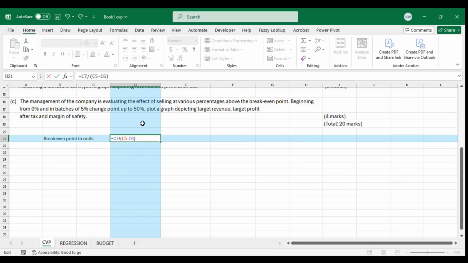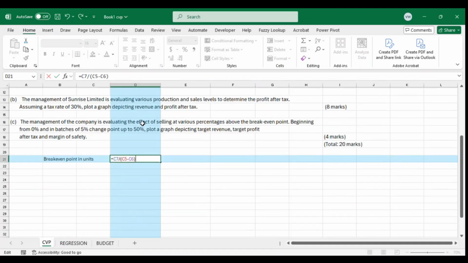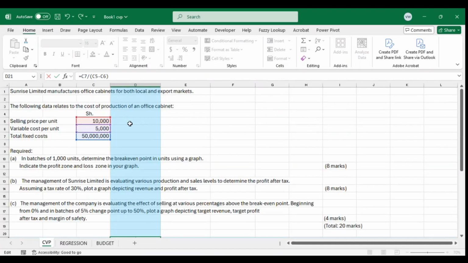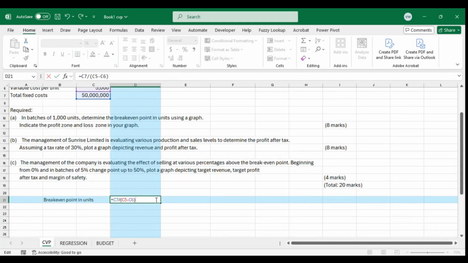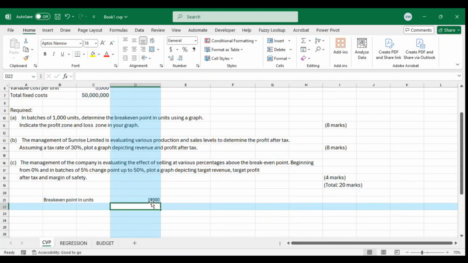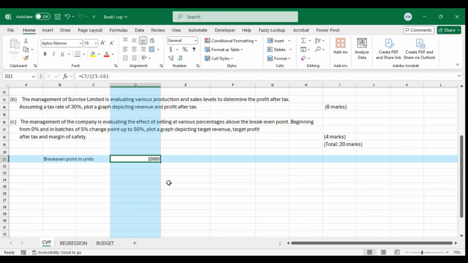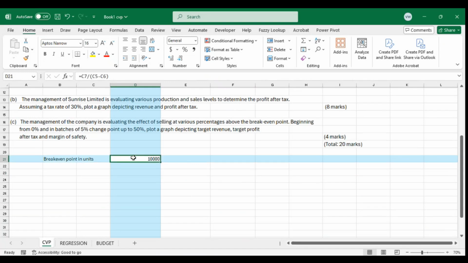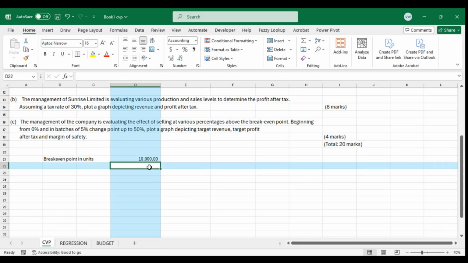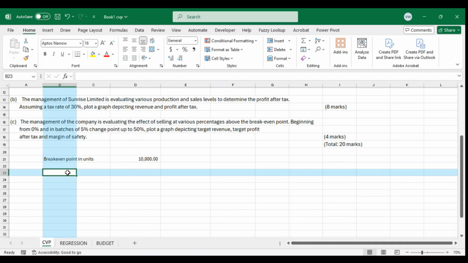So the difference between the unit selling price and the unit variable cost gives us the contribution margin per unit. Then we take the total fixed cost, divide by that. And that gives us the break-even point in units, which is 10,000 units. So now that we know the break-even point in units is 10,000, we can actually develop a range of units, because that was the idea. We want to know the range.